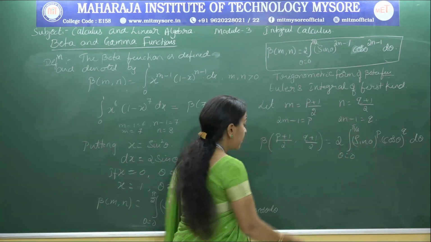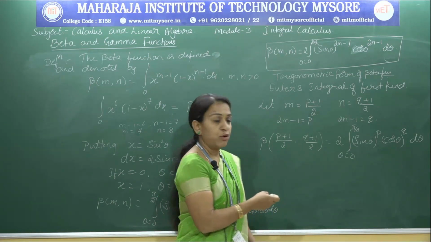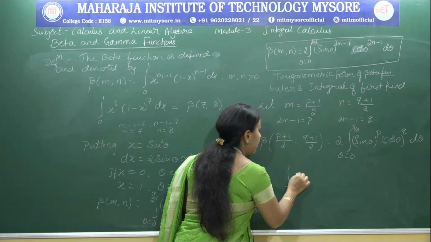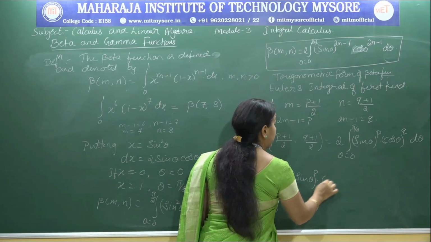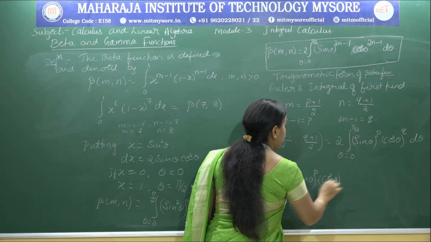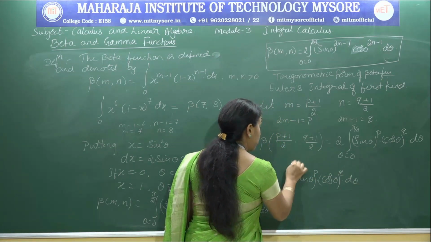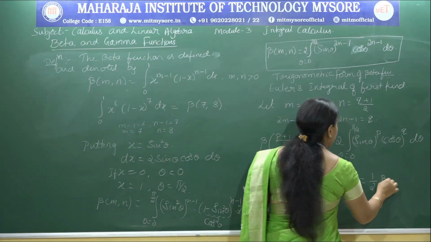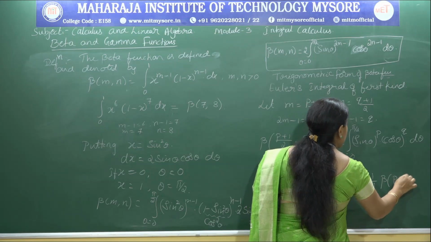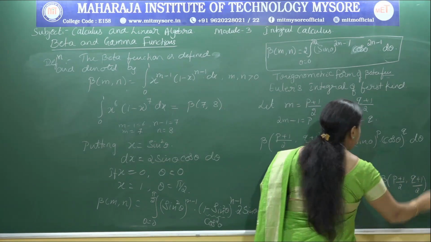Let me write one more step, which is more suitable to solve the problem. If I have an integral of sin theta to the power of p into cos theta to the power of q d theta, where theta varies from 0 to pi by 2, it is nothing but 1 by 2 times beta of p plus 1 by 2 comma q plus 1 by 2.